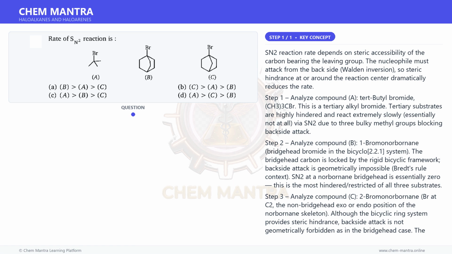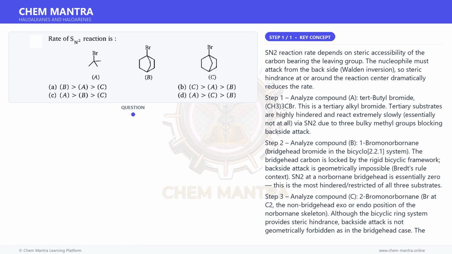Step 2. Analyze compound B, 1-bromonorbornene, a bridgehead bromide in the bicyclo[2.2.1] system. The bridgehead carbon is locked by the rigid bicyclic framework, backside attack is geometrically impossible, Bredt's rule context. SN2 at a norbornene bridgehead is essentially zero. This is the most restricted of all three substrates.